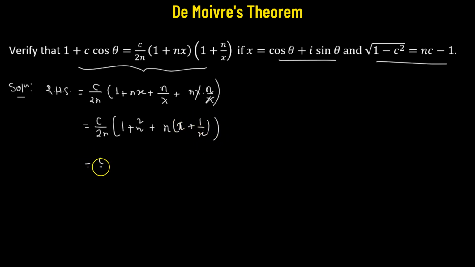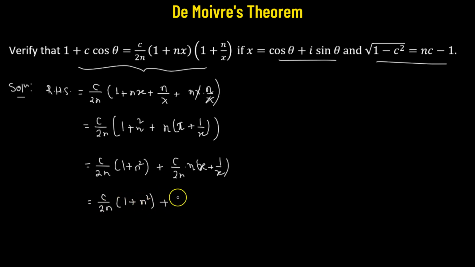So we'll get c over 2n multiplied by 1 plus n squared plus c over 2n multiplied by n times x plus 1 over x. Or simply put, we have c over 2n multiplied by 1 plus n squared plus, here the n and n will get factored out, so we have c over 2 multiplied by x plus 1 over x. So this is what we have obtained on the right hand side. We'll come back to this in a moment.